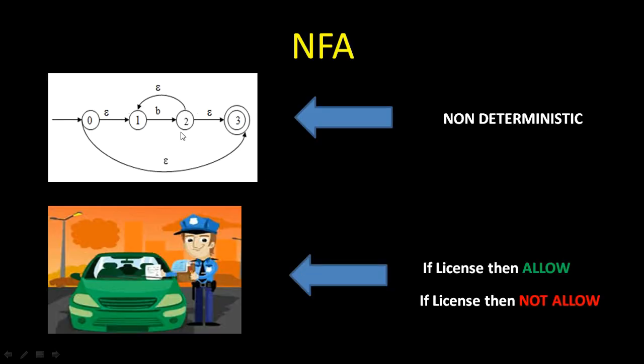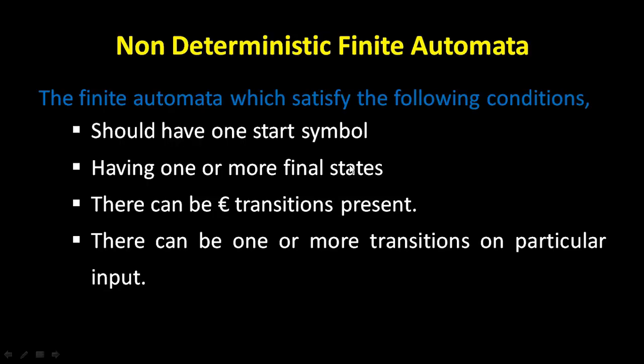So this is the best example for non-deterministic. It has one start state, one end state, and epsilon transitions are there. There may be two possibilities for this state. One is from 0 to 1, another one is from 0 to 3, for the same input symbol epsilon. So these are the four conditions for non-deterministic finite automata.